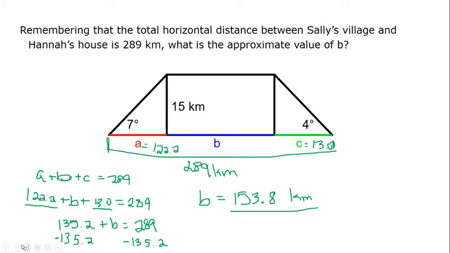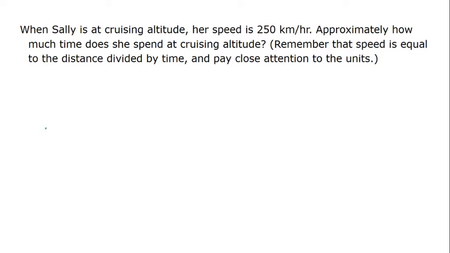When Sally is at cruising altitude, her speed is 250 kilometers per hour. Approximately how much time does she spend at cruising altitude? Well, our cruising altitude was just our middle part of our picture. So our B value that we just found, which would be our distance that she's at cruising, was 153.8 kilometers. And we have that her speed is 250 kilometers per hour. Now if we read the parentheses, it says remember that speed is equal to the distance divided by time. So we have speed equals our distance over our time. And pay close attention to the units.